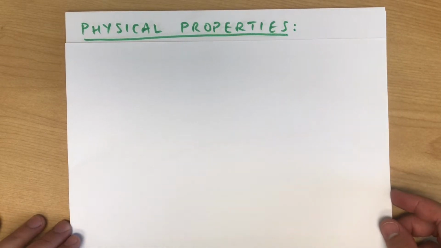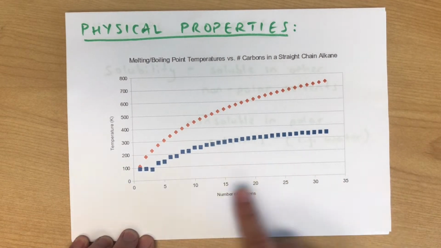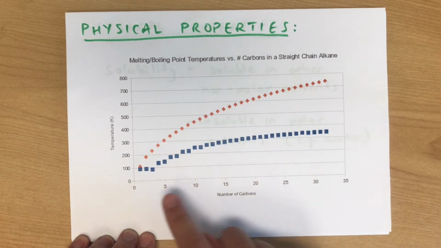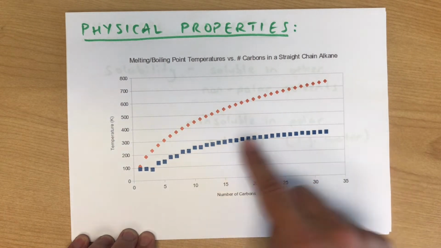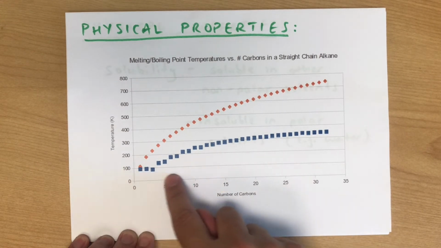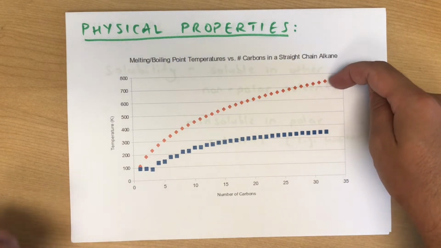We'll now take a look at the physical properties of hydrocarbons. The first physical property we need to know about is how the melting point and boiling point changes with the size of the carbon chain. This graph here shows that as we get more carbons going left to right across the horizontal axis, our boiling point and our melting point increases. Here's our temperature scale on the vertical axis, and we can see that as we get more carbons, our boiling point increases. So that's the first trend we need to know.